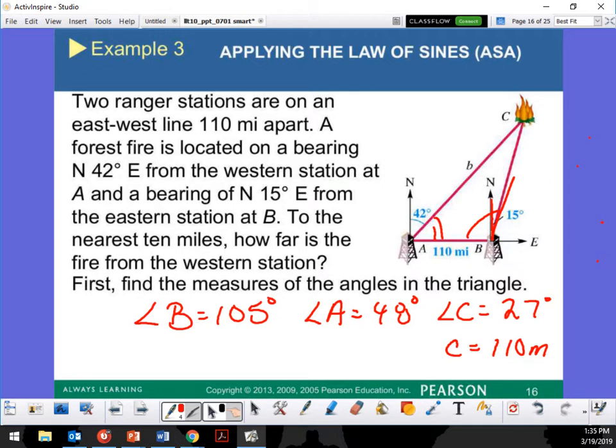Now, what is it asking for? Just go read, just find the specific part. How far is the fire from the Western Station? That's what I'm looking for, and I'm rounding to the nearest 10 miles. Right here is the fire. The Western Station is way over here, because it's pointing this way, it's east, so that one's west, right? So I'm looking for little b. I'm going to put little b right here.